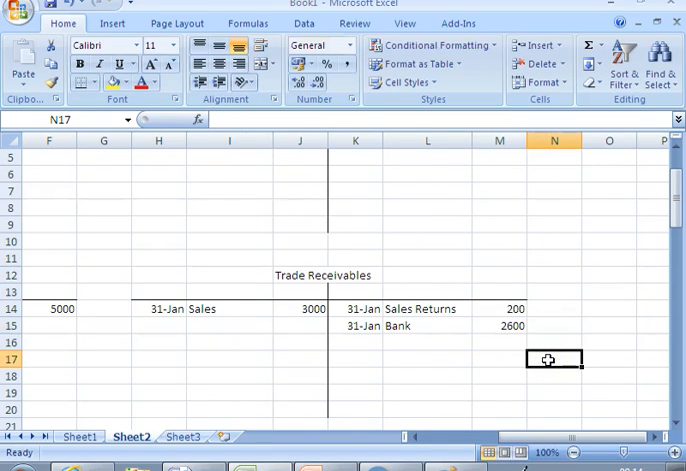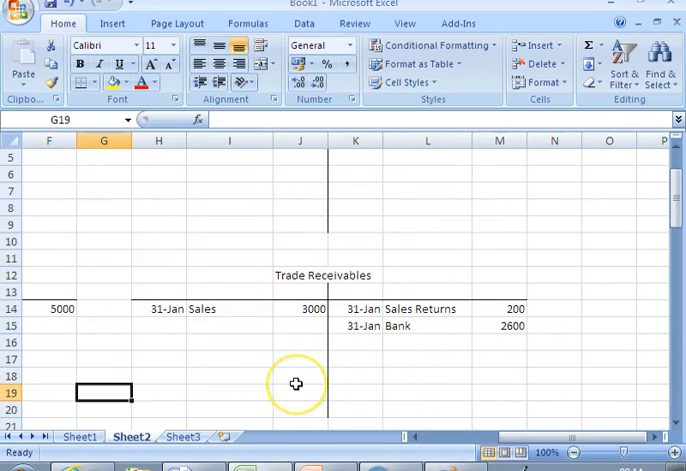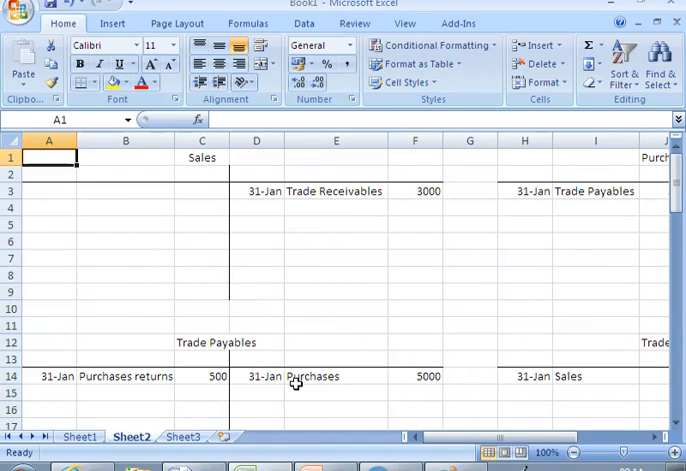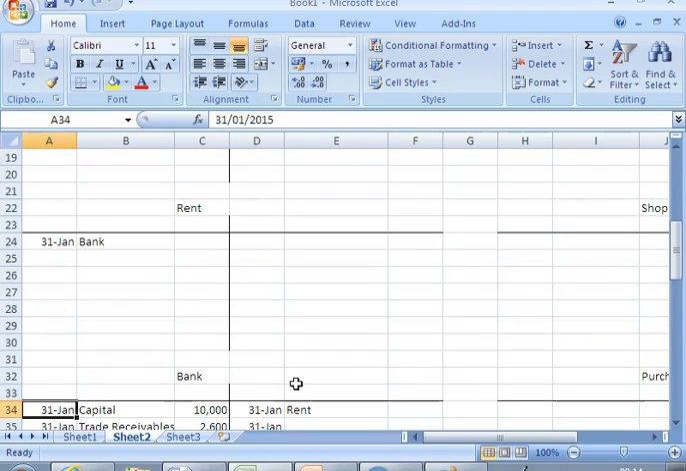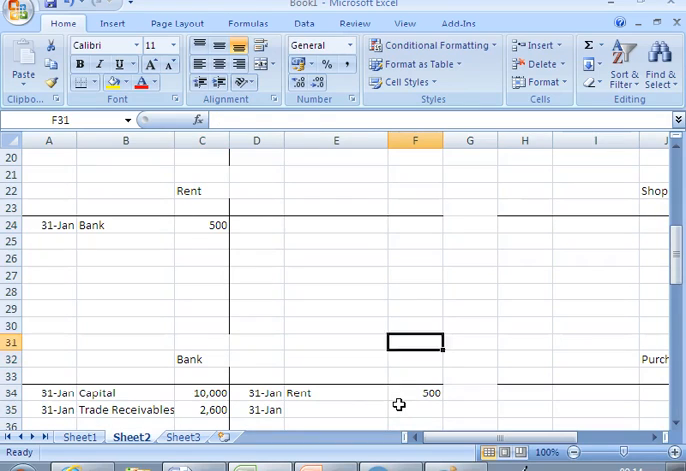Finally, I think you have a trade payable because you paid some money. You paid some rent. These are all totals on their own. Rent and shop fittings, let's do those two together. Do we have a rent account somewhere? Here we are. Rent is an expense. Rent is going up, 500. And let's go to bank, 500.